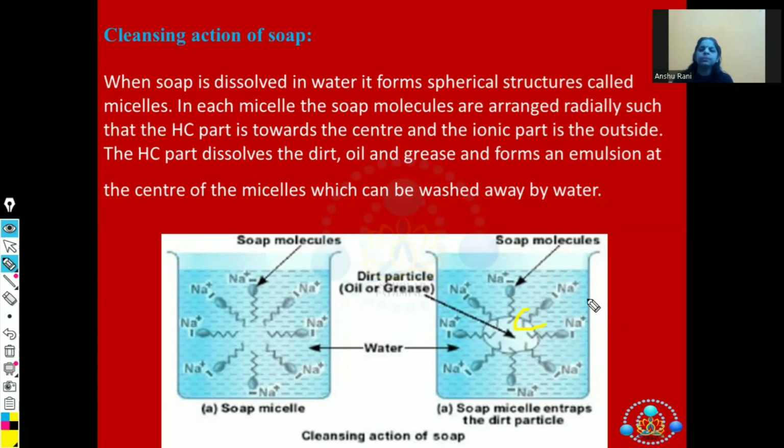In this way, what we are doing is making an emulsion. Emulsion is an oil and water solution. Oil and water otherwise are not soluble with one another. But soap acts as an emulsifying agent. It will help to make the emulsion. When this oil is dissolved in water, it can be washed off.